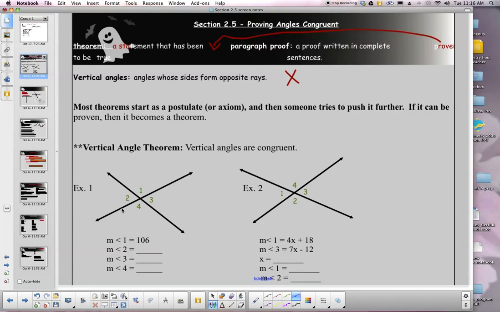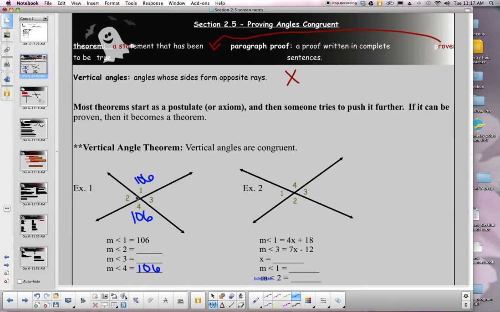So if we're looking at just this example problem, it says here that the measure of angle 1 is 106, and it asks you to find the rest of the angles. Well, based on the vertical angle theorem, we would know that angle 4 is 106, but how are we then going to find angles 2 and 3? The easiest way to do that is to look at the relationship between the 2 angles that sit next to each other, either 1 and 2, or 1 and 3, or 3 and 4, or 2 and 4.